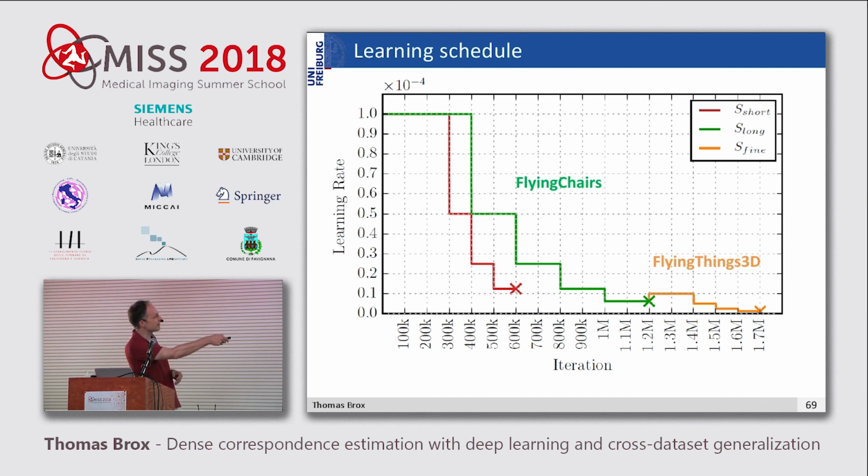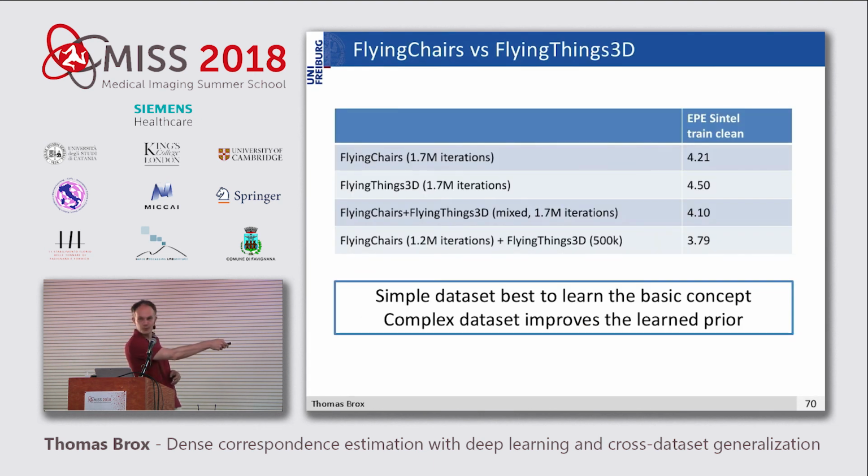And we quantified that here. If you train just on Flying Chairs, you get this number. If you just train on Flying Things 3D, then you get that number, which is worse. And if you first train on Flying Chairs and then on Flying Things, then you see you get much better. So this combination in the right order helps you. If you just mix them, you're not as good.